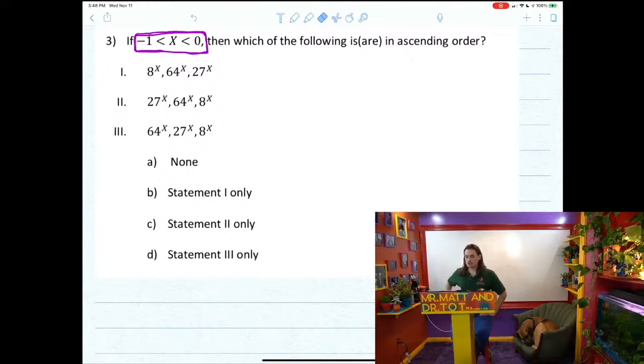Okay, looking at this one, notice that there are only 3 terms to evaluate. Statements 1, 2, and 3 just have them in different orders. So we have 8 to the x power, 27 to the x power, and 64 to the x power. This one is a little bit tricky because you could use any value for x that satisfies the domain negative 1 less than x less than 0. Any number in between 0 and negative 1 would work.